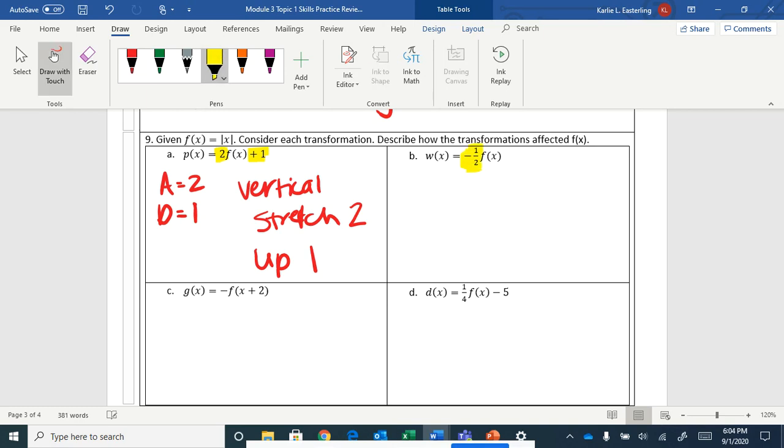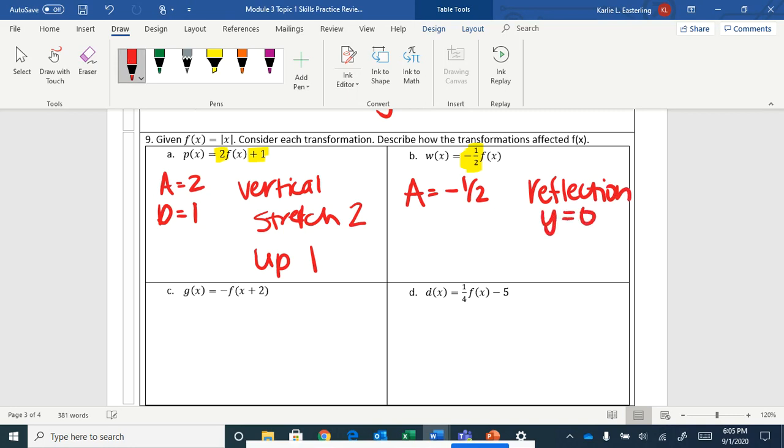So if we go over here and look at B, for B, we have an A value of -1/2. So that -1 there is going to cause a reflection. And that line of reflection there would be y equals 0 because we're not going up or down at all. And then that 1/2 is also going to cause a vertical dilation, and that's by a factor of 1/2 there. So that was when we pulled our graph wider. Was another way y'all could look at it.